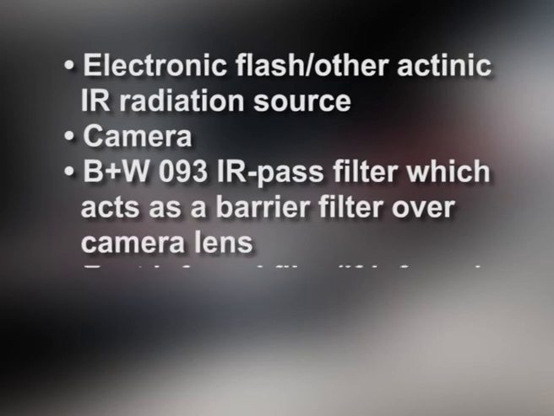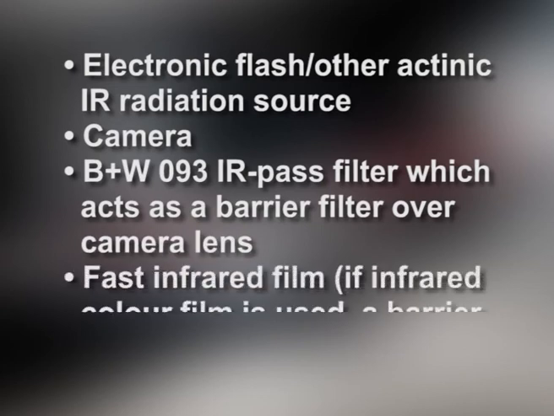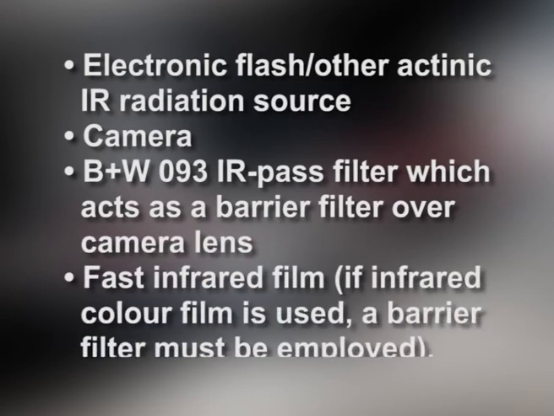The following items are required for IR luminescence photography: electronic flash or other actinic IR radiation sources, camera, B+W 093 IR pass filter which acts as a barrier filter over camera lens, fast infrared film. If infrared colored film is used, a barrier filter must be employed.